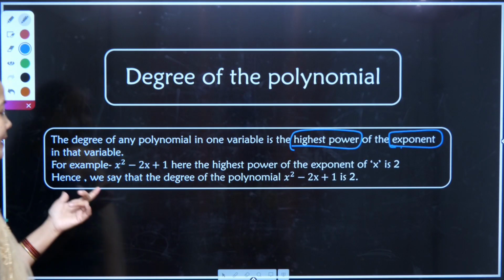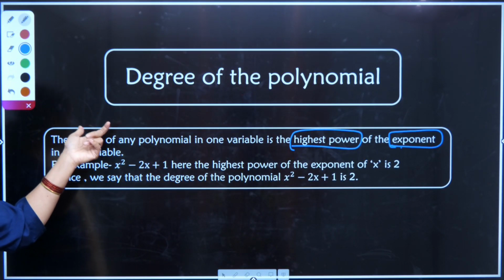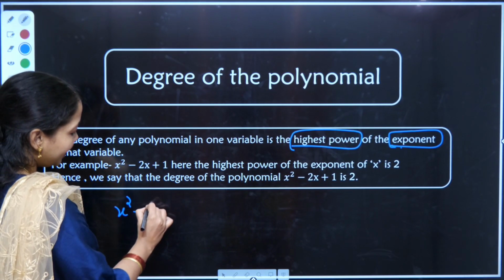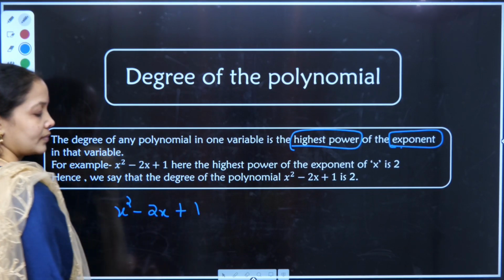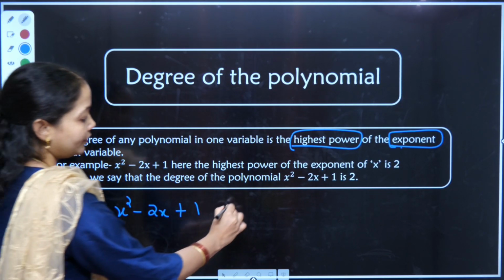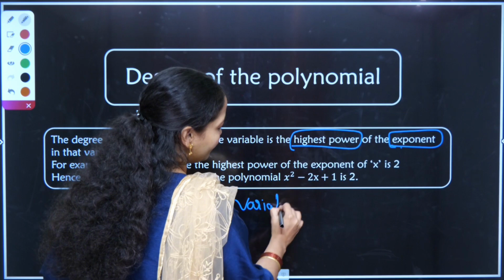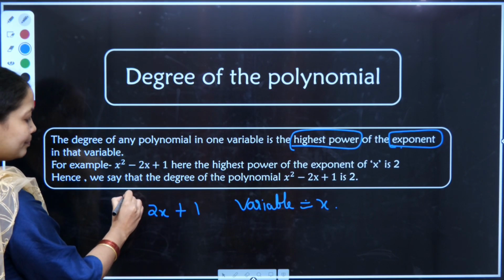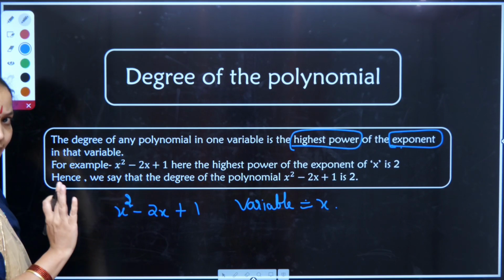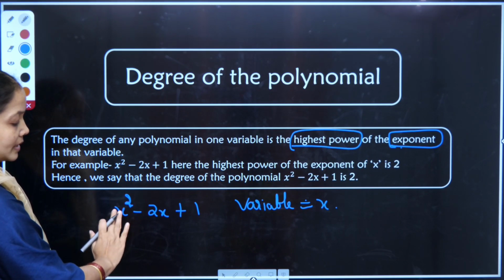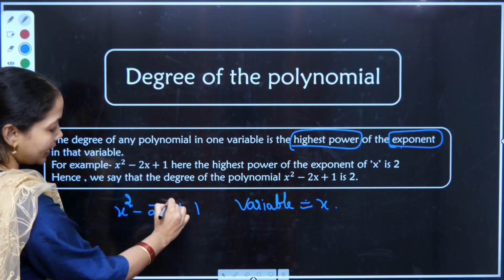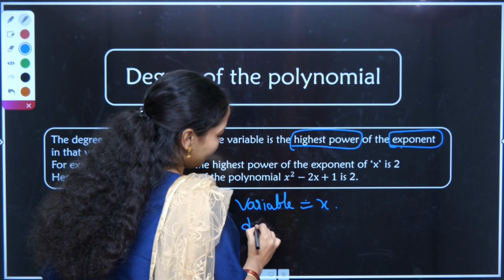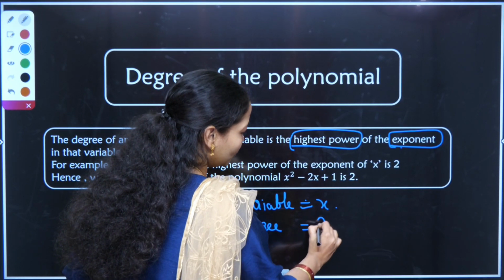So, before going to the explanation of the definition, let me take an example. The example given is x square minus 2x plus 1. In this, what is my variable? The variable is x. Write down the variable here. Three terms are there, and in the complete equation I have only one variable, that is x. I will look into the variable's highest power. Here I have x square, here I have x power 1. Out of these two, the highest power is 2. So, the degree of the equation will be 2.